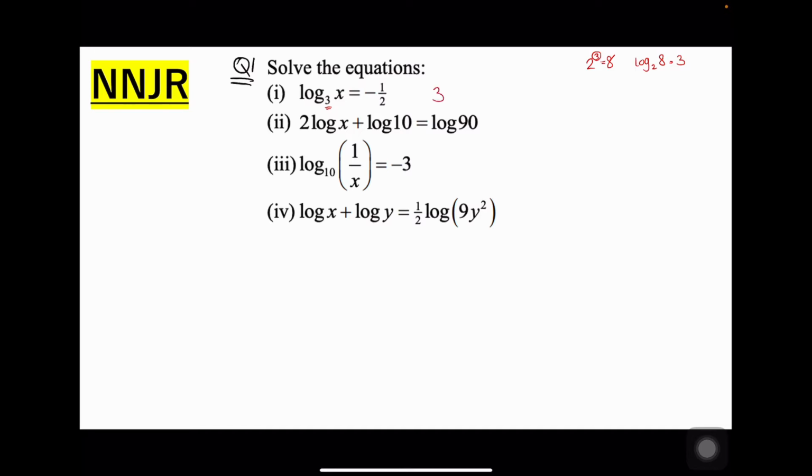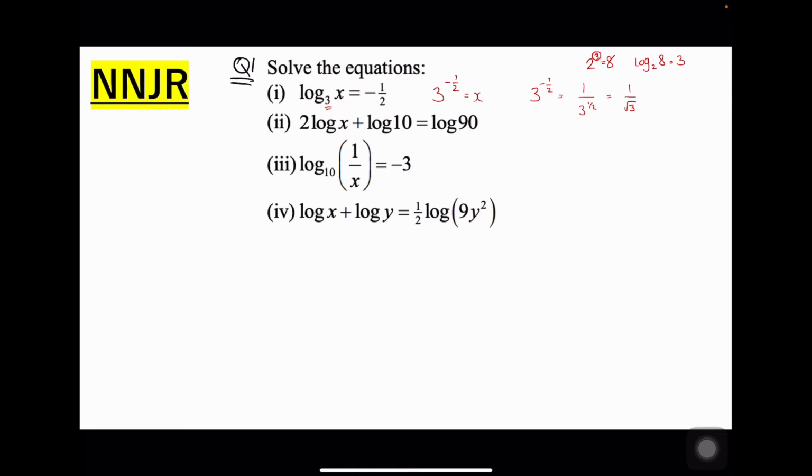Base 3, the index is -1/2, equals x. Now we need to work out what x is, so I'm going to write 3 to the -1/2. Of course, that's the same as 1/3 to the half, which equals 1/√3.